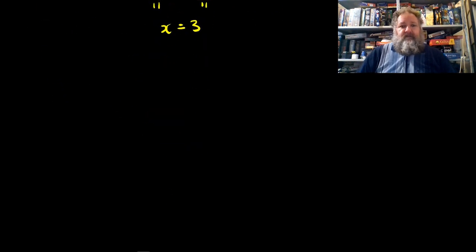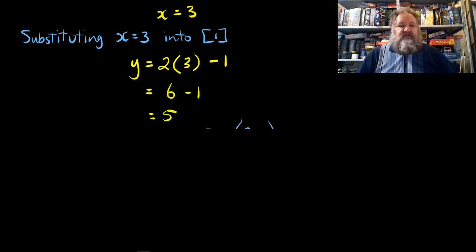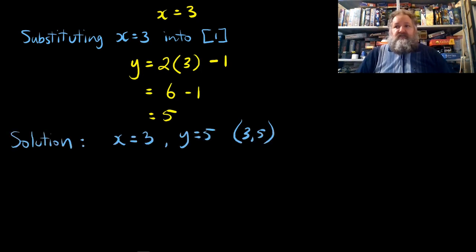Now I have a numerical value for my x value. So I'll take this x value and plug it back into my first equation. I'll rewrite my first equation using, instead of x, my value for x, which is 3. I'll work that through and I'll see that my y is equal to 5. So I write down that that's my solution. My solution is x is equal to 3, y is equal to 5. The coordinate point is right here, 3, 5.